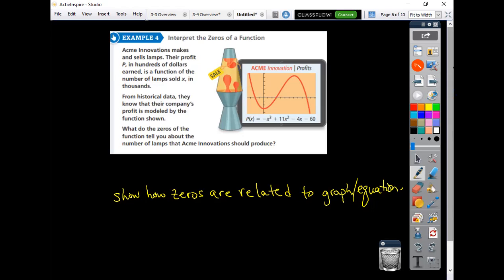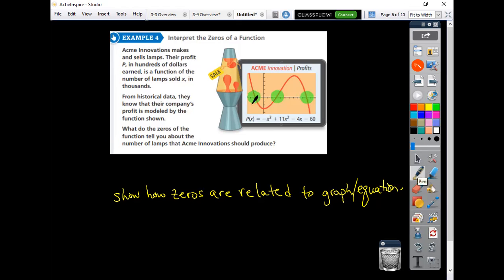So this is like a story problem. They give us a graph and they give you the formula or function for it. And it says X is the number of lamps sold in thousands and P is the profit in dollars based on the number of lamps sold. And the question at the bottom of here says, what do the zeros of the function tell you about the number of lamps that Acme innovations should produce? So the zeros, they're saying, you've got 1 0 there and 1 0 there and 1 0 there.